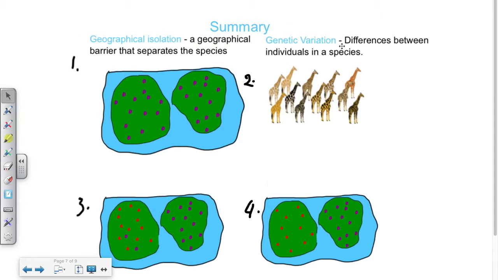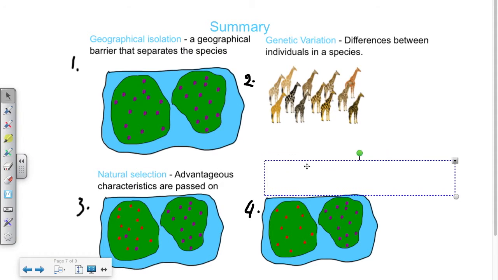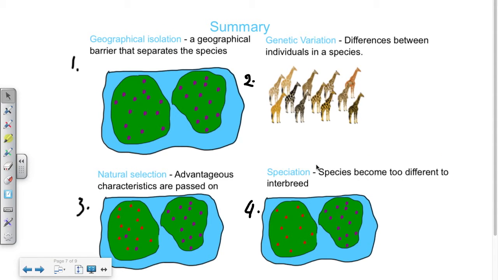And genetic variation is differences between individuals in a species. We talked about how it's caused by the range of alleles, and we talked about different environmental differences as well. And the third thing we talked about was natural selection. This is the process when advantageous characteristics are passed on. So the characteristics that allowed species A to survive were passed on and formed a new species called species B. And finally, we have a new species formed, because the species are so different that they can no longer interbreed to produce fertile offspring.